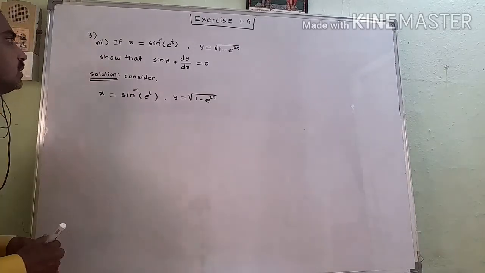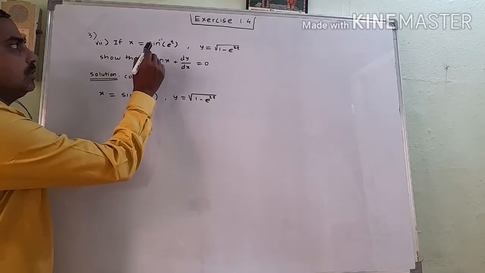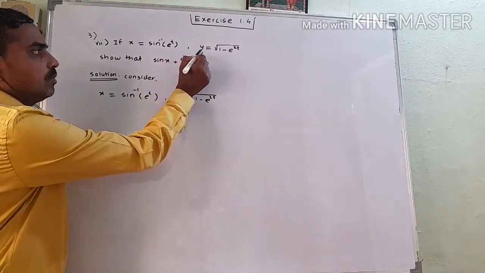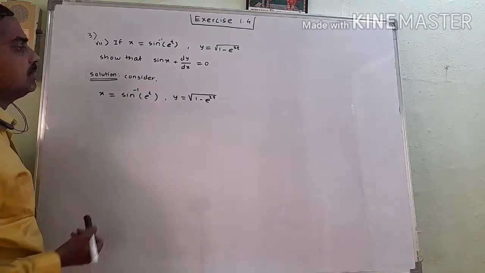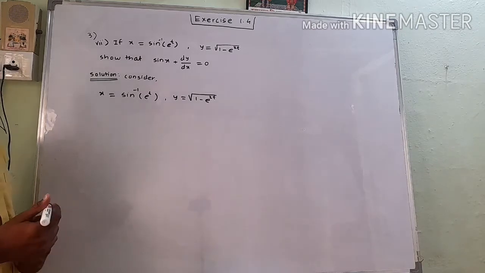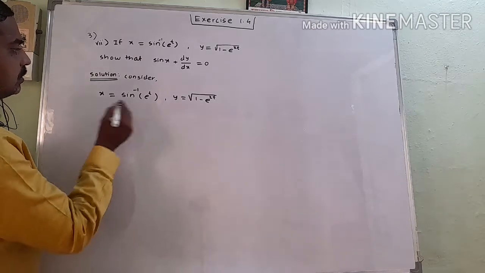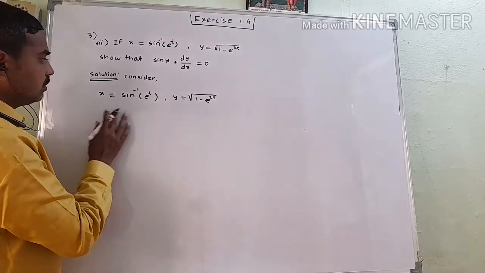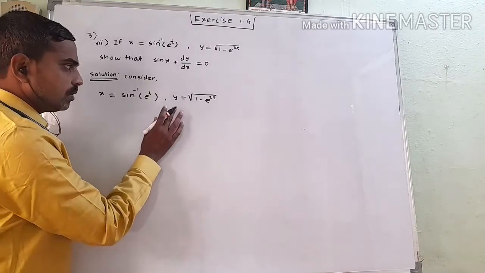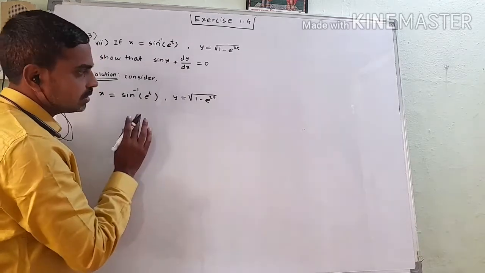Now we solve this 7th example. Here x equals sin inverse of e raised to t, and y equals root of 1 minus e raised to twice t is given. We want to show that sin x plus dy by dx equals 0. To prove this result, first of all we consider the given parametric functions as they are: x equals sin inverse of e raised to t, y equals root of 1 minus e raised to twice t.